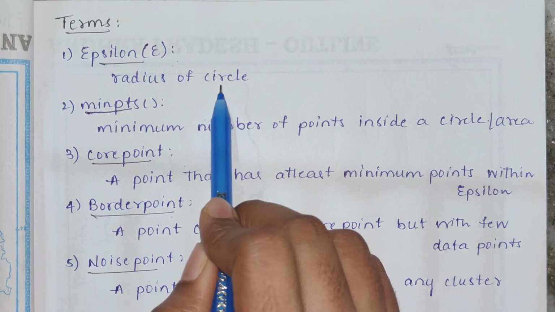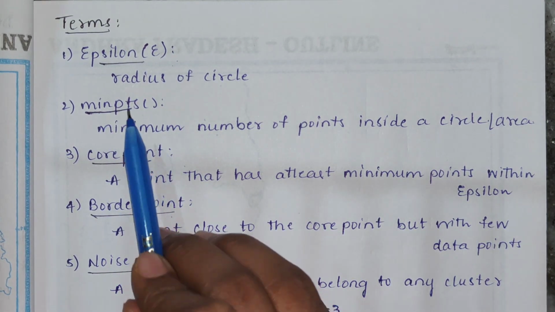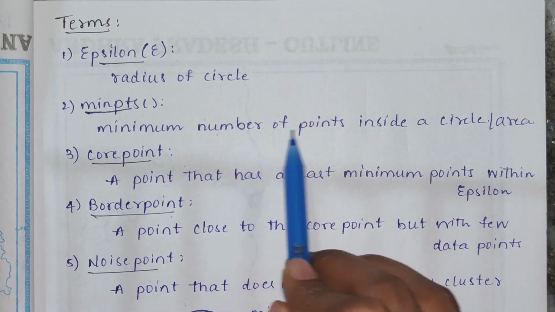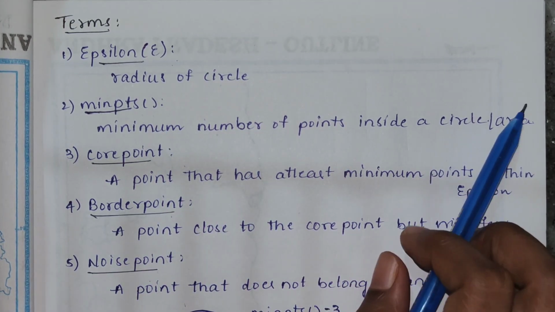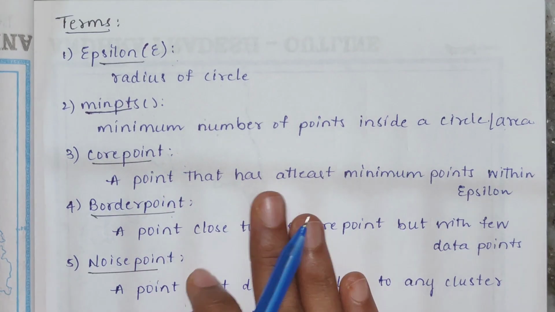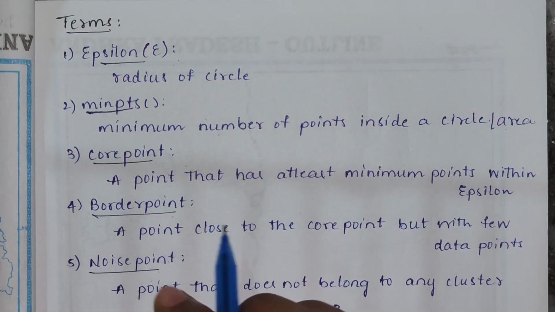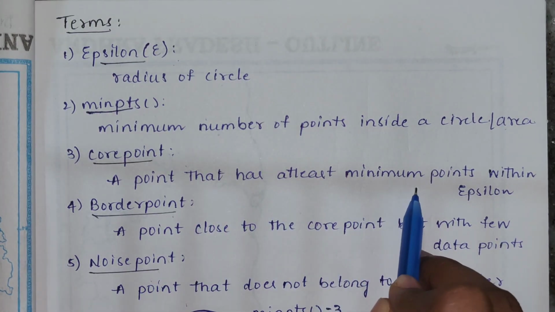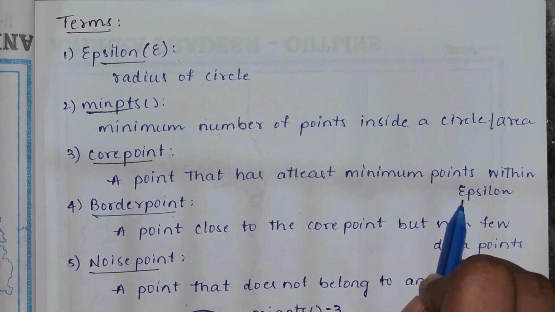Epsilon means the radius of the circle. Epsilon is denoted with this symbol. And min points means minimum points. The minimum number of points inside a circle or area is nothing but min points. The third one is core point. Core point means a point which satisfies the minimum number of points, a point that has at least the minimum points. Here the minimum points is considered along with epsilon.